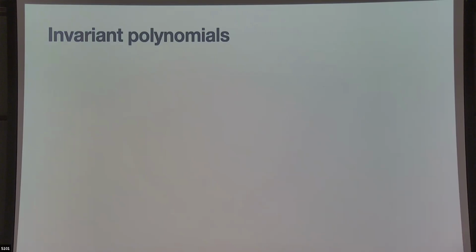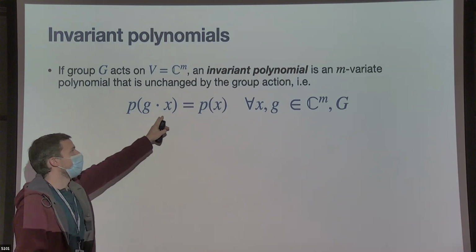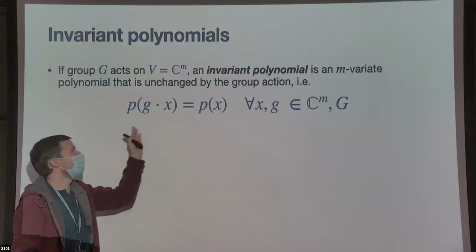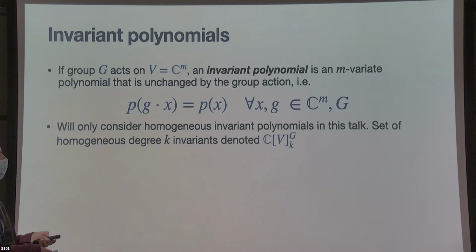Okay, and as I mentioned, we like it when there are simple ways to certify that things are not equivalent. So that's where invariant polynomials come in. If we have a group acting on this complex vector space, an invariant polynomial is one that is unchanged by the group action. What this means is that for every vector in C^m and every group element g, we have this identity. So moving around the point doesn't change the value of the polynomial. We're only going to talk about homogeneous ones, and we're usually going to fix the degree. This denotes the set of homogeneous invariant polynomials of degree k.